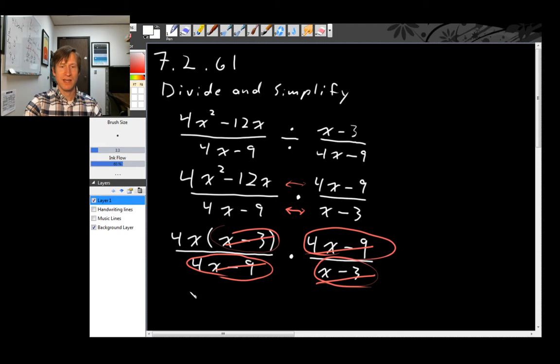That leaves behind just 4x in the numerator, and there's nothing left in the denominator, and that means the denominator is really 1, so it's 4x over 1, but that's just 4x. So our final answer is 4x.